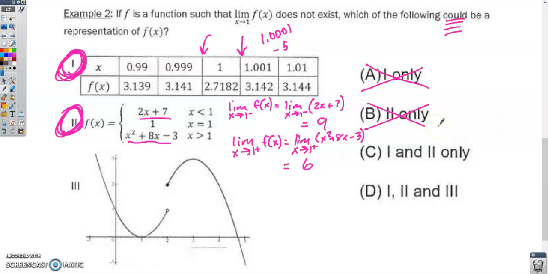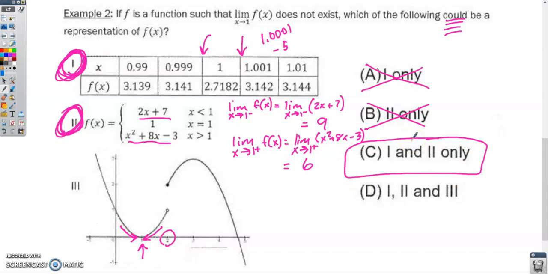We're looking at the limit as x approaches 1 and seeing if it's possible that the limit does not exist. If you look at this graph, you see that the limit as x approaches 2 does not exist, but right here at 1, the function is approaching the same value from both the left and right, and therefore this limit does exist. And so the only two that could be representations of f of x, if the limit as x approaches 1 of f of x doesn't exist, are these two.